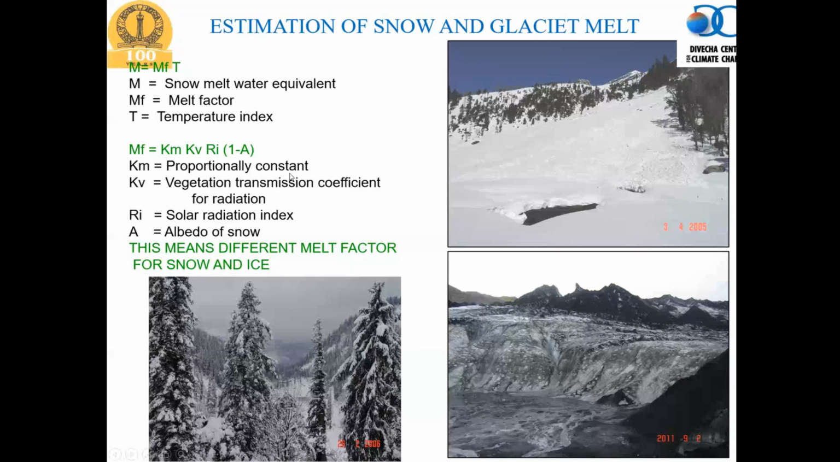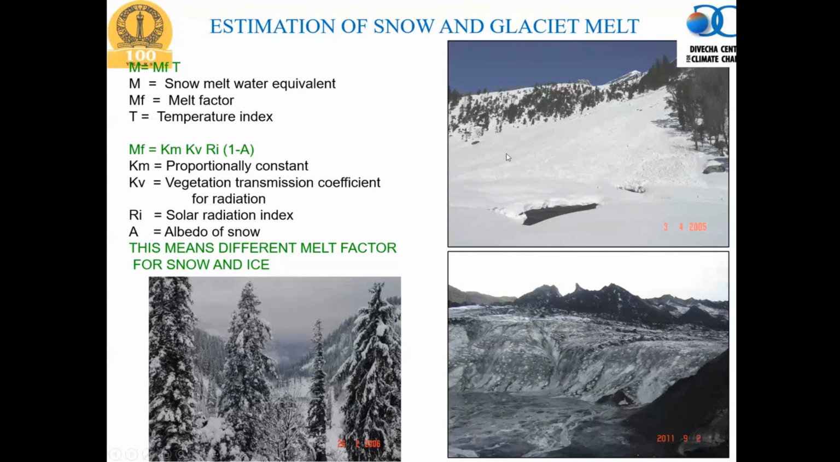is a proportionality constant. Then Kv is the vegetation transmission coefficient for radiation, Ra is the solar radiation index, and A is the albedo. So if you know the incoming solar radiation, the albedo, and the vegetation transmission coefficient, then by using the proportionality constant you can estimate the melt factor and the melt. You can see here how albedo keeps on changing on the snowpack.